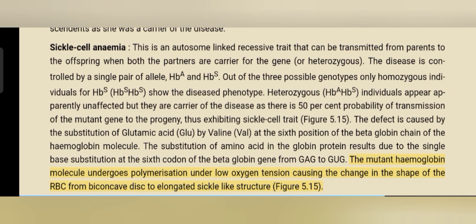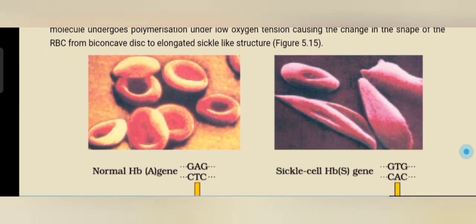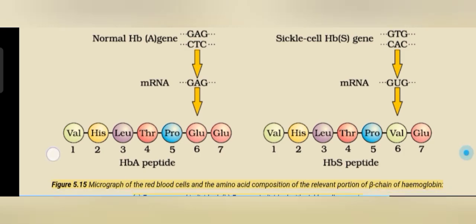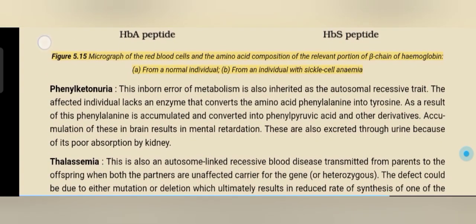Figure 5.15. Micrograph of the red blood cells and the amino acid composition of the relevant portion of beta chain of hemoglobin. A. From a normal individual. B. From an individual with sickle cell anemia.